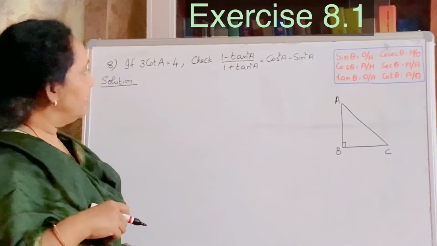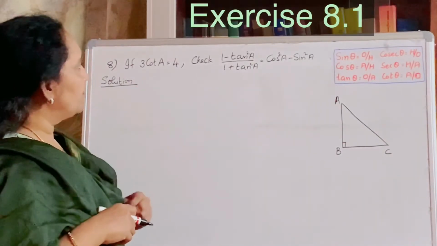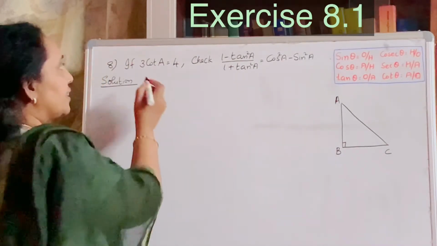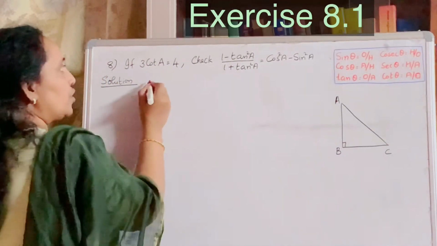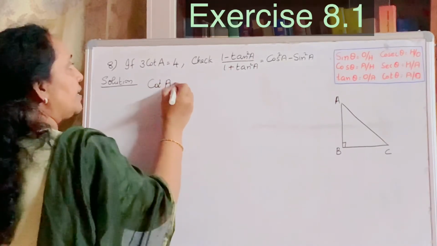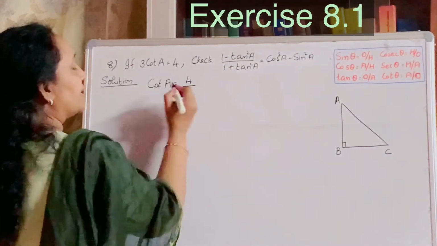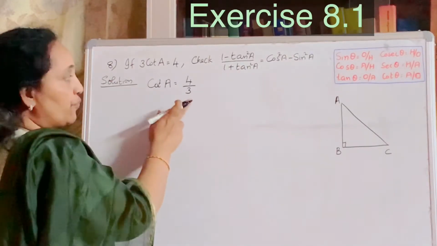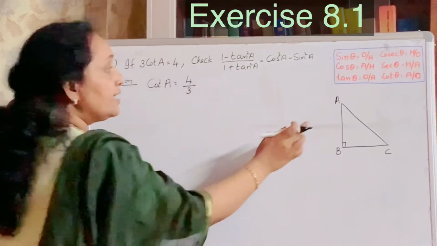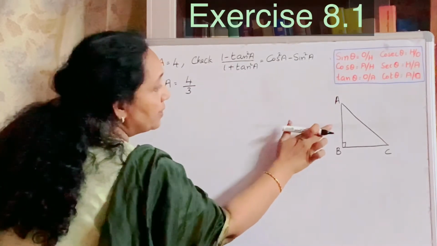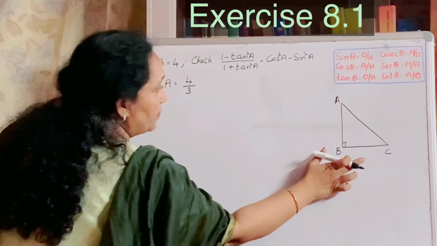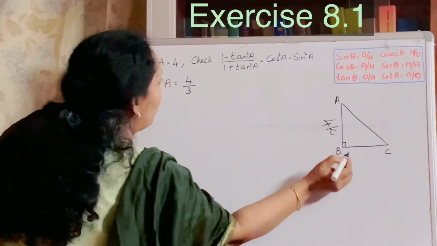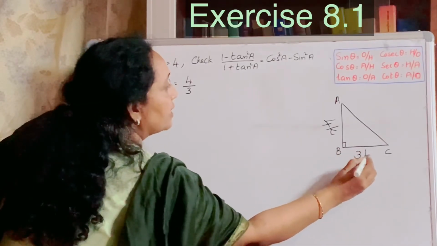Question number 8. If 3 cot A is equal to 4, then check whether these two expressions are equal or not. 3 cot A is 4, so what will be cot A? Cot A is 4 by 3. That means here we got a ratio. Cot A is adjacent side by opposite side. So here you can take this side as 4k and this side as 3k.